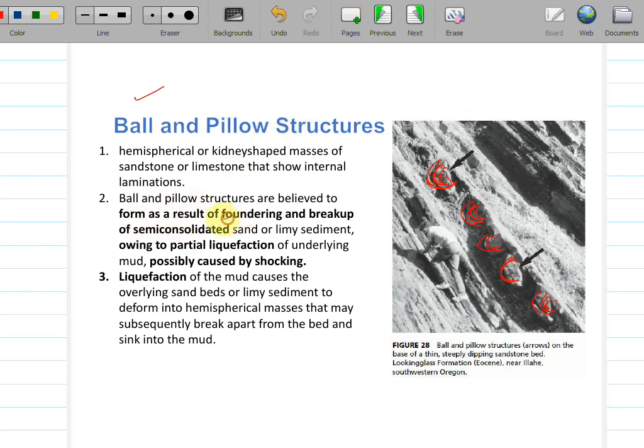Foundering basically means breakup, breaking up into smaller particles or smaller segments. So it is the result of foundering and breakup of semi-consolidated sand, or limey sediments, whatever. Here also liquefaction is a very important factor which is responsible for the formation of these structures. Liquefaction of the mud basically causes the overlying sand to sink.